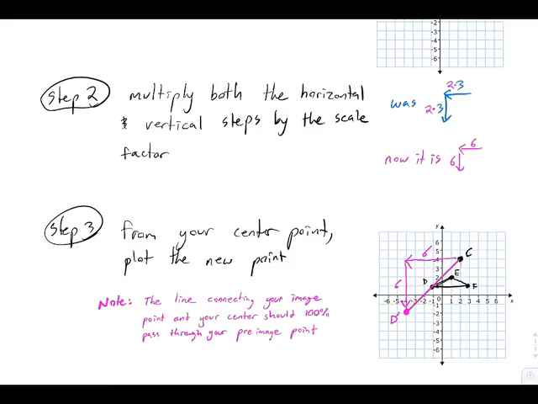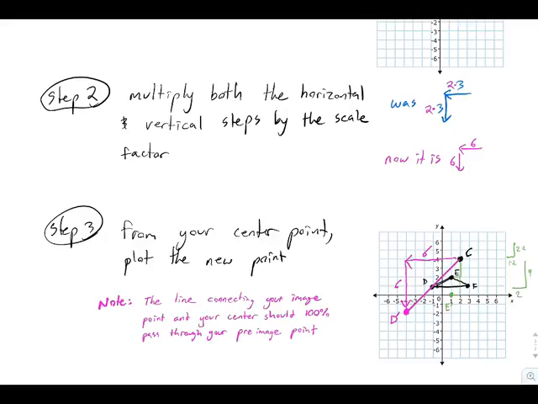So E was down 2 over 1. Taking 2 and 1 and multiplying them by 2, we get 4 and 2. So we're going to go from the center down 4 and over 2. There we go. That's our E prime.